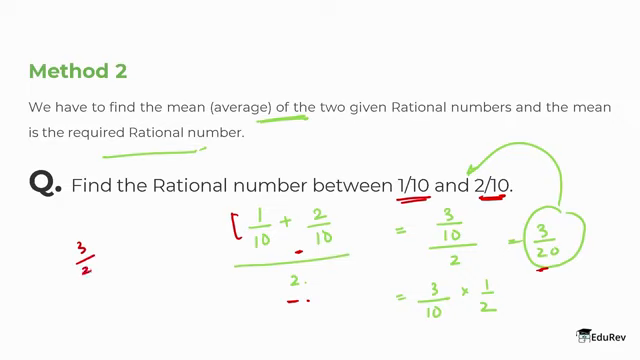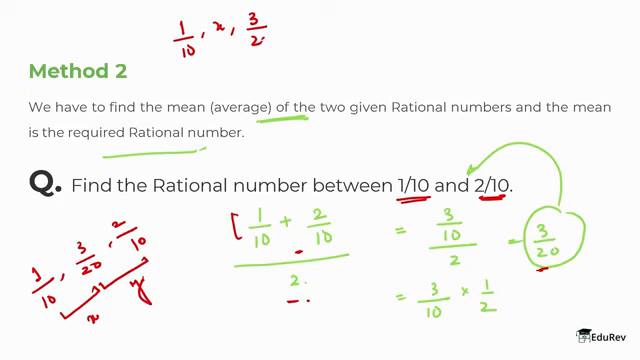So 3 by 20 is basically a rational number that is going to be between 1 by 10 and 2 by 10. Similarly, if you want to find more rational numbers, you can take the average of 1 by 10 and 3 by 20. So there will be a number between these, and then you can also take an average between 3 by 20 and 2 by 10, and there will be a number in between these. So the answer will be what? 1 by 10, average, 3 by 20, average, 2 by 10.